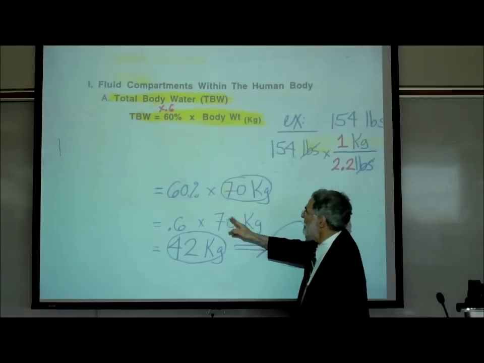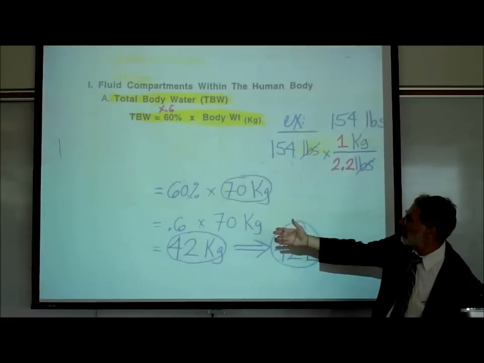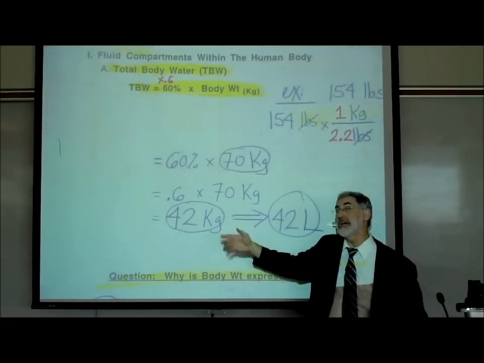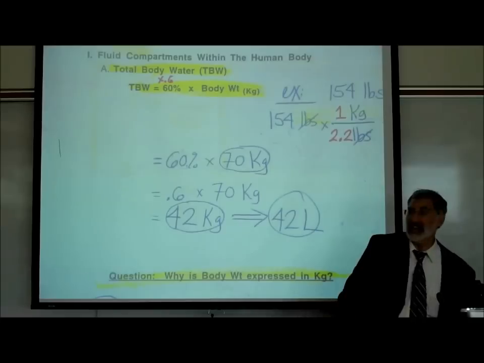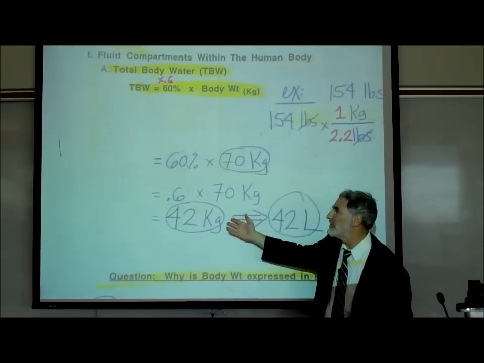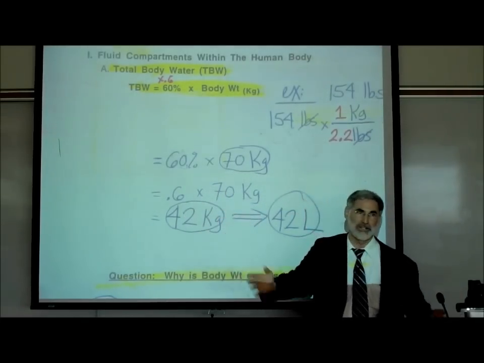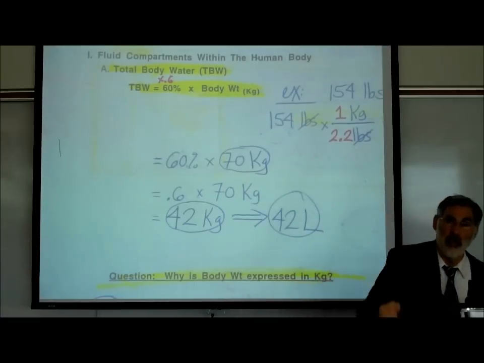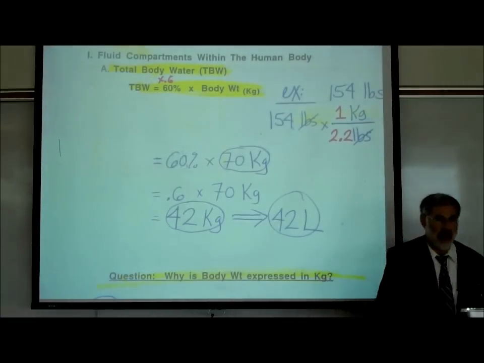So 0.6 times 70. All right, now 0.5, half of 70 would be 35. We know the right answer has to be about 35. 0.6 times 70 is 42. But it sure isn't 4.2 or 420.